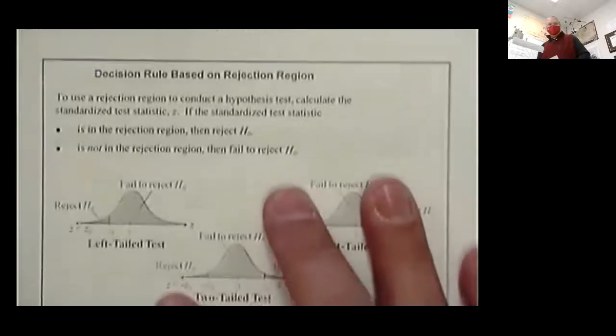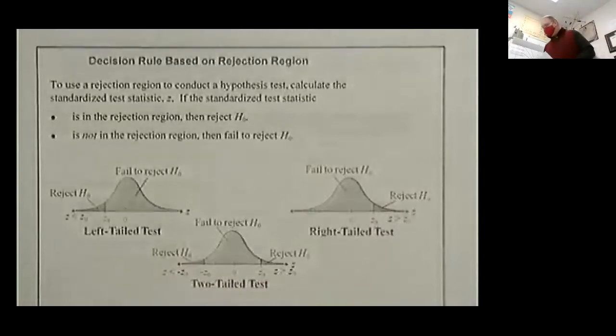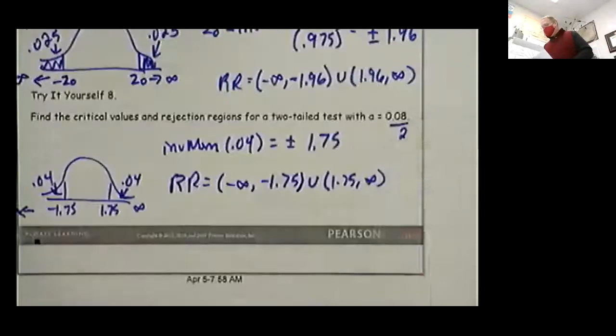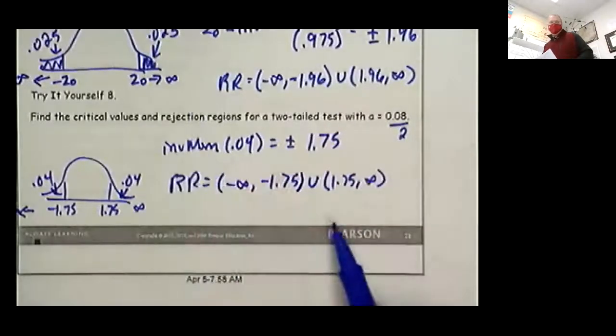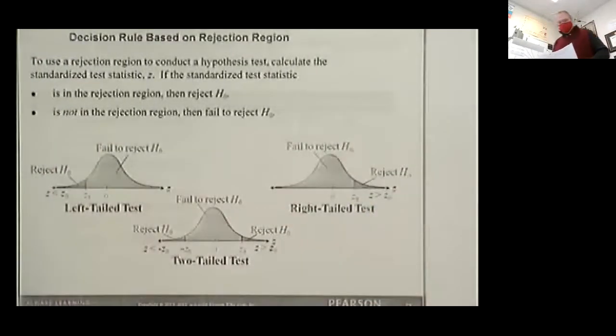Decision rule based on rejection region. To use a rejection region to conduct a hypothesis test, calculate the standardized test statistic Z. If the standardized test statistic is in the rejection region, we're going to reject it. If it's not, then we're going to fail to reject. So this is what we've been talking about. So we establish this rejection region. If our z-score is in that region, we reject. If it's not, then we fail to reject. So again, here's what the pictures look like for that as well.